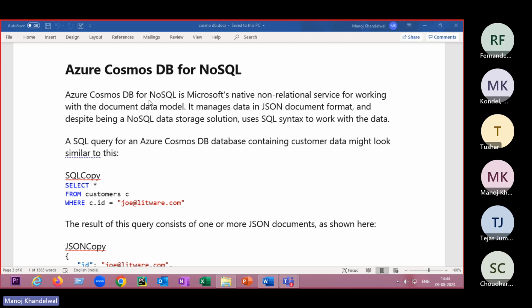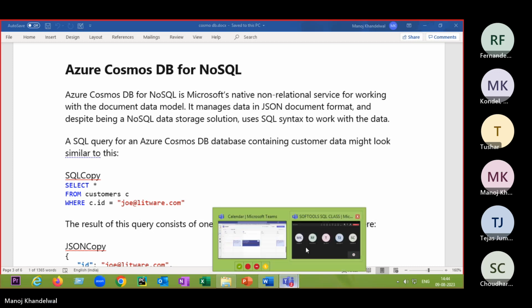So Azure Cosmos DB for NoSQL is Microsoft's native non-relational service for working with the document data model. Document data model means JSON. The other day we saw that JSON. What is the full form of JSON? Anyone? What is JSON?